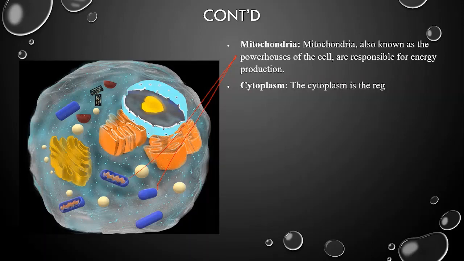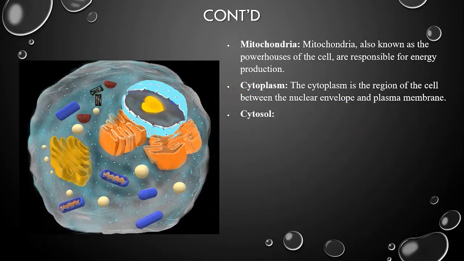Next, cytoplasm. Cytoplasm is a region of the cell between the nuclear envelope and plasma membrane. This whole area is called cytoplasm. It is composed of water, salts and various organic molecules also. We can see the presence of water, many molecules, and many structures present in the cytoplasm. Next, cytosol.